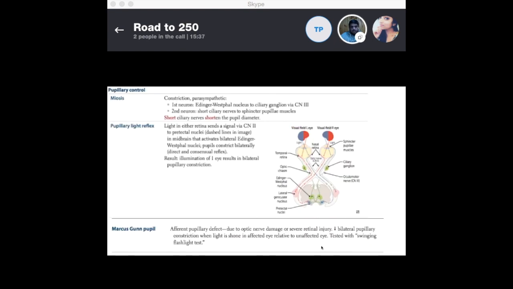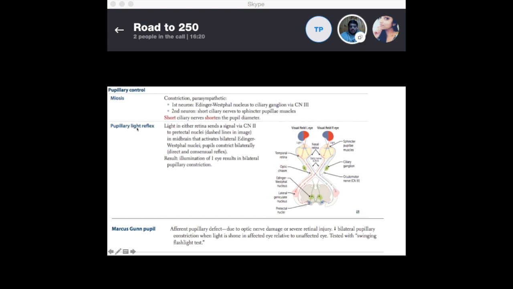Okay, so again, when you're talking about miosis, you're going to have a parasympathetic response. Your first neuron is your Edinger-Westphal nucleus to the ciliary ganglion via cranial nerve 3. And your second neuron is your short ciliary nerve to the sphincter pupillae muscle. There's just a little bit of difference in that picture in First Aid, where it doesn't say that the second neuron, the short ciliary nerve here, is through cranial nerve 3, but I have seen it in multiple other places where it says it's through cranial nerve 3. So take it how you like.